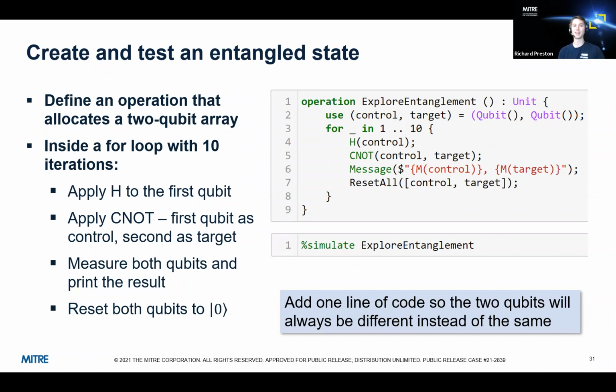Ooh, that's exciting. So it looks like you got 1, 1 4 times and 0, 0 6 times. A lot of people are getting similar stuff, okay. So what we should see is that we should always have either 0, 0 or 1, 1. We should never have 0, 1 or 1, 0, right? So this is what it really means to be entangled.